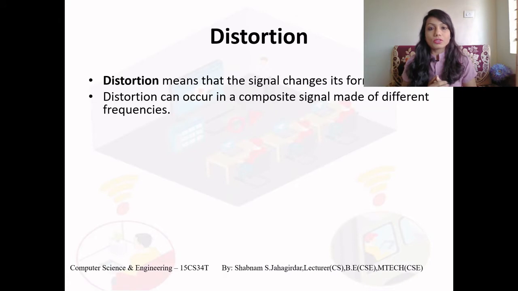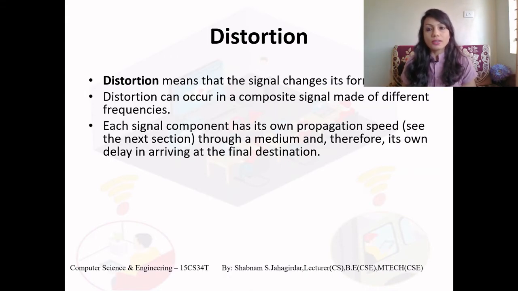So any idea what a composite signal is? In the last video we saw composite signal. A composite signal is a signal which is made up of more than one signal, that is, multiple simple signals. If they are joined, that becomes a composite signal. In a composite signal you will have multiple components, and each signal component has its own propagation speed through a medium, and therefore its own delay in arriving at the destination.